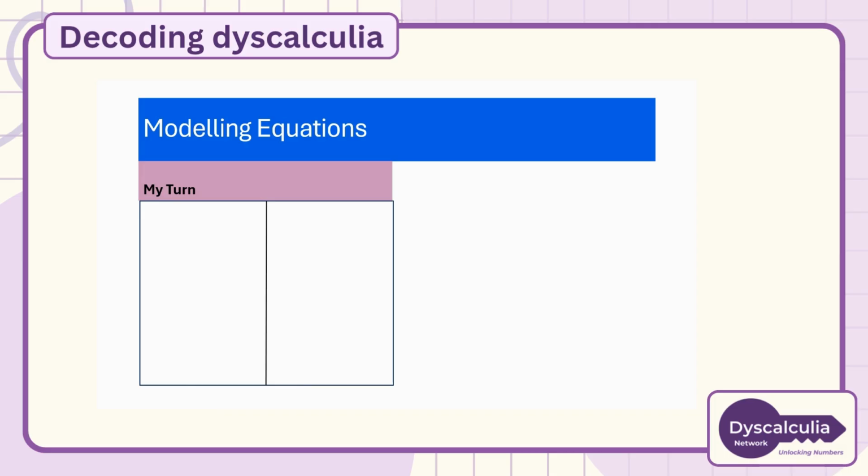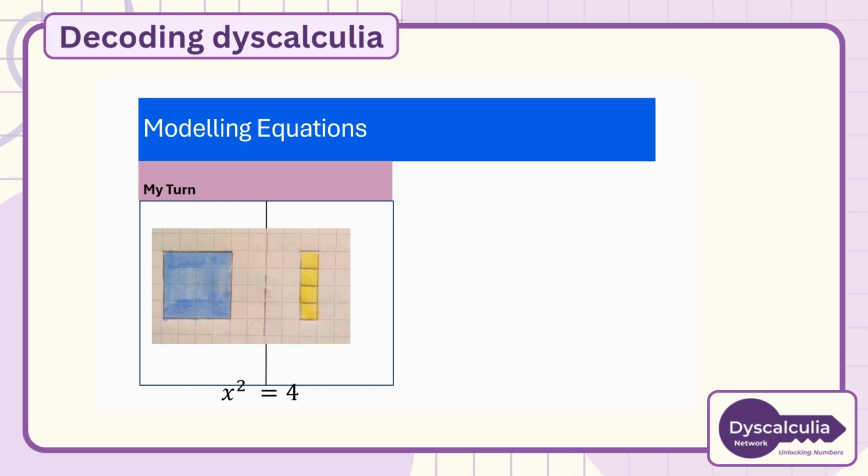Next, I'm going to ask the students to try drawing the tiles. Starting with the equation x squared equals 4. I'll go first. To model this equation, I am going to draw a blue square to represent x squared and 4 positive integer tiles.